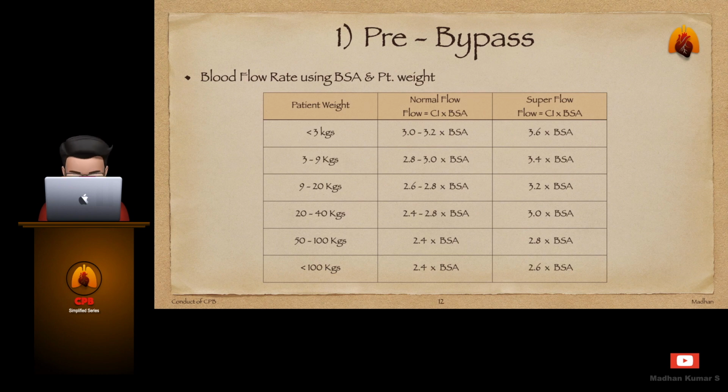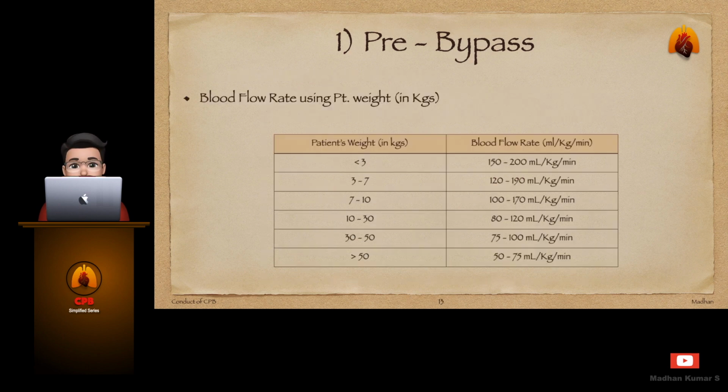This table shows you the required normal flow and superflow according to the patient weight. During an emergency, or if you don't have the patient height, you can use this table to calculate the required blood flow rate.